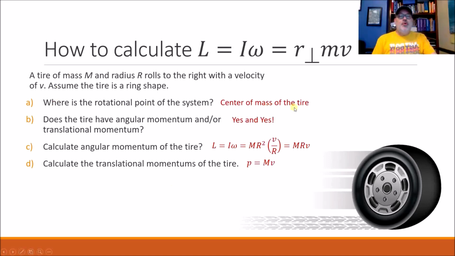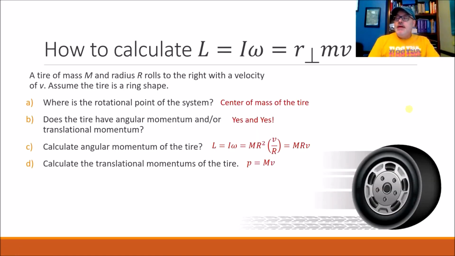So where's the rotational point for the system? Well, this thing is spinning about its center of mass. Yes and yes, there is both angular and translational momentum. The angular momentum will be I omega because we have an object spinning about an axis. This is a hoop or a ring, which was mr squared from our table from earlier. And remember that omega is not given, so omega equals v over r from our video on rotational kinematics. Then we just put that together and we get mrv. And then the translational momentum is really easy. It's just the mass times the velocity.